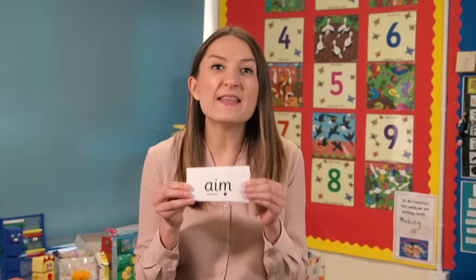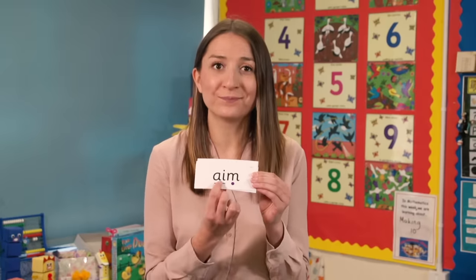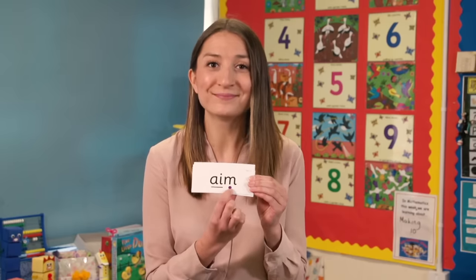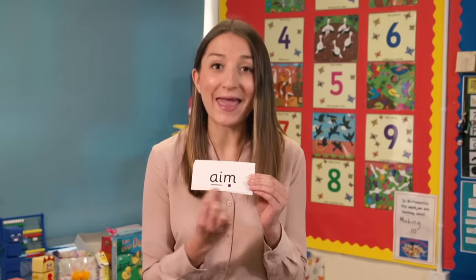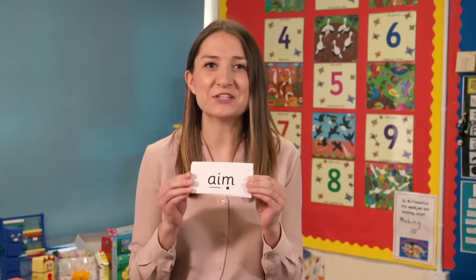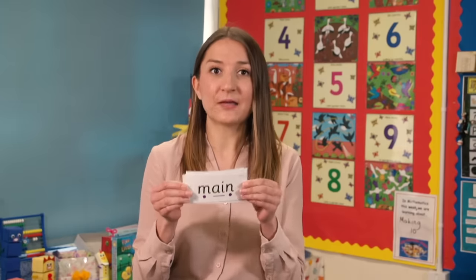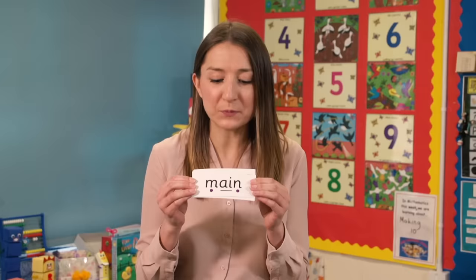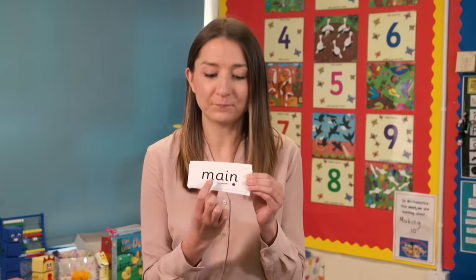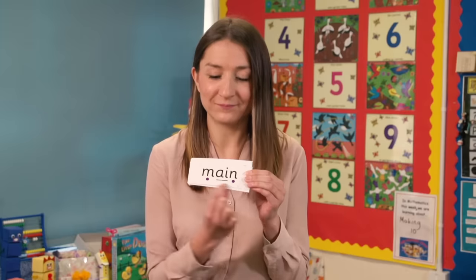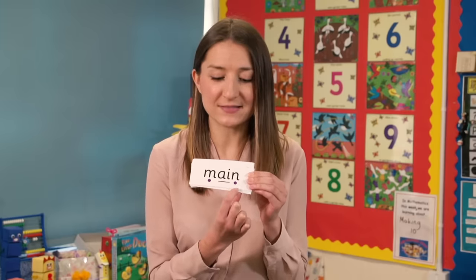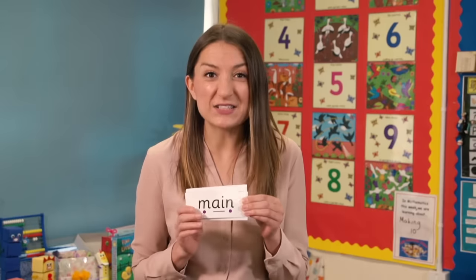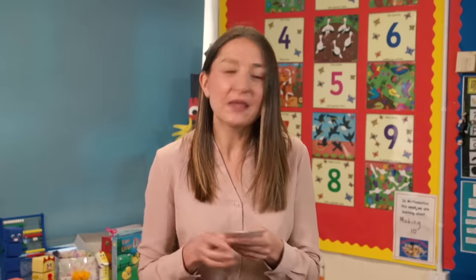Sound talk each grapheme and then blend to read the word aloud. Let's read the word together. A-M. Aim. You can aim to hit a target. Sound talk each grapheme and then blend to read the word aloud. Let's do this together. M, A, N, main. Did you get it right? Well done. Now, can you read these without any help?